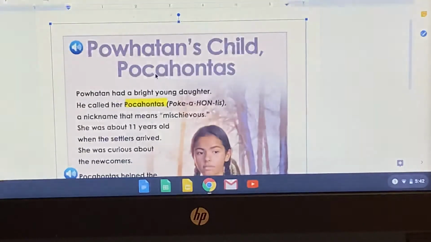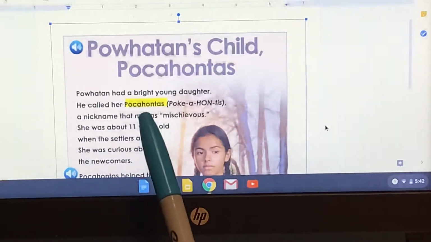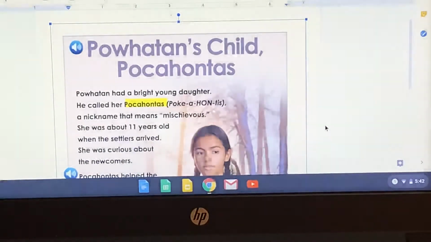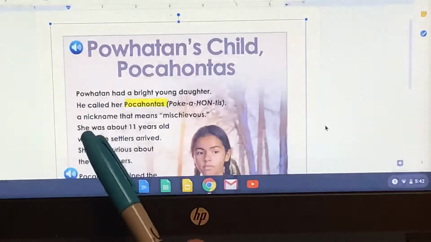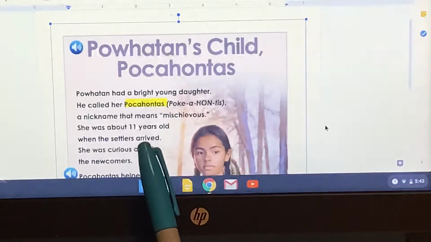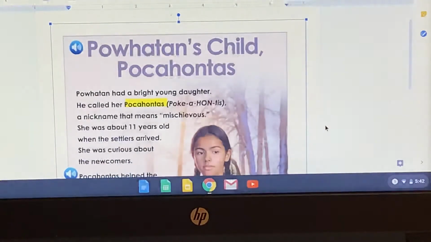So remember, Pocahontas is Powhatan's child. Powhatan had a bright young daughter. He called her Pocahontas, a nickname that means mischievous, which means playful. She was about 11 years old when the settlers arrived. She was curious about the newcomers.